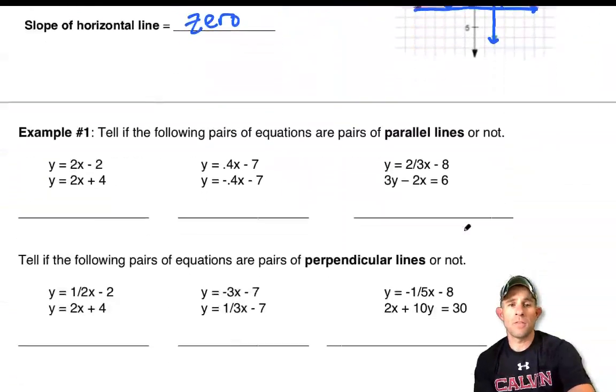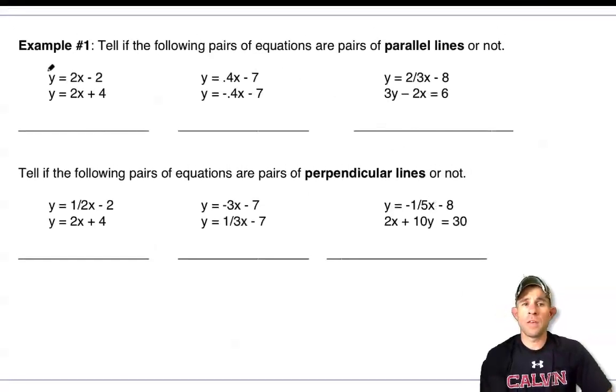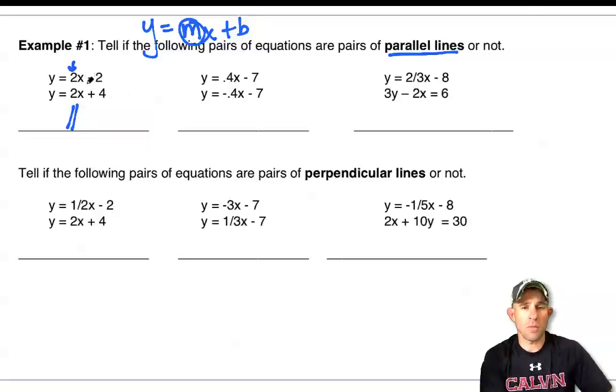All right, let's take a look at a few examples for today. Sometimes we'll be given equations and we'll be asked to figure out if these two lines that are described by these equations are parallel or not. In our first example, we have y equals 2x minus 2 and y equals 2x plus 4. If you keep in mind our little template for slope-intercept form, y equals mx plus b, we are looking for the coefficient on x to represent the slope. In both of these two lines, their slope is 2, so I'm going to say that these two lines are going to be parallel to each other. They have the same slope.